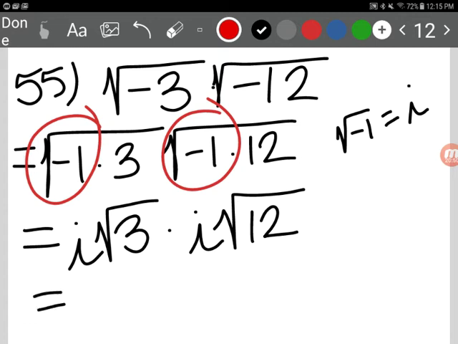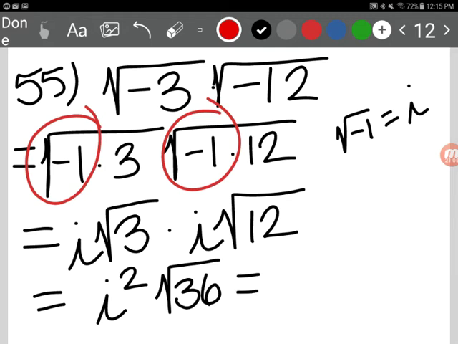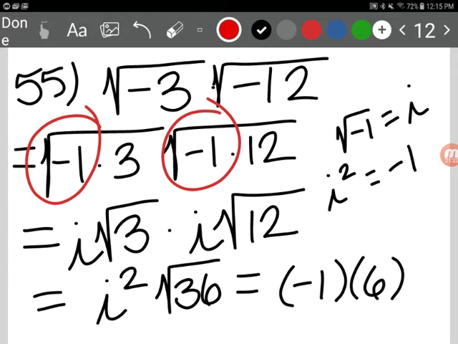Now, 3 and 12 are my positive numbers. I can multiply those together. And I know i times i. Remember that when you multiply, you add the exponents. So I see i squared times the square root of 36. We know from our previous note that i squared equals negative 1. So I have negative 1. We know from previous math classes that the square root of 36 is positive 6. So negative 1 times 6 is negative 6. And that is my answer.